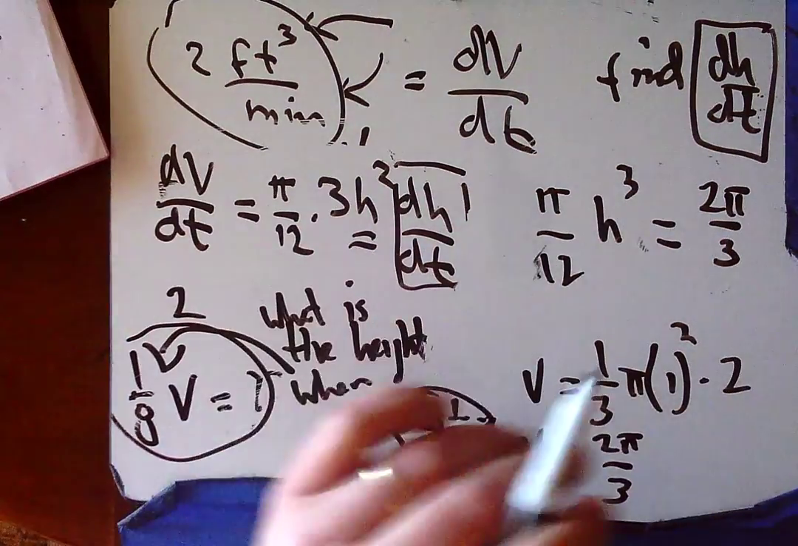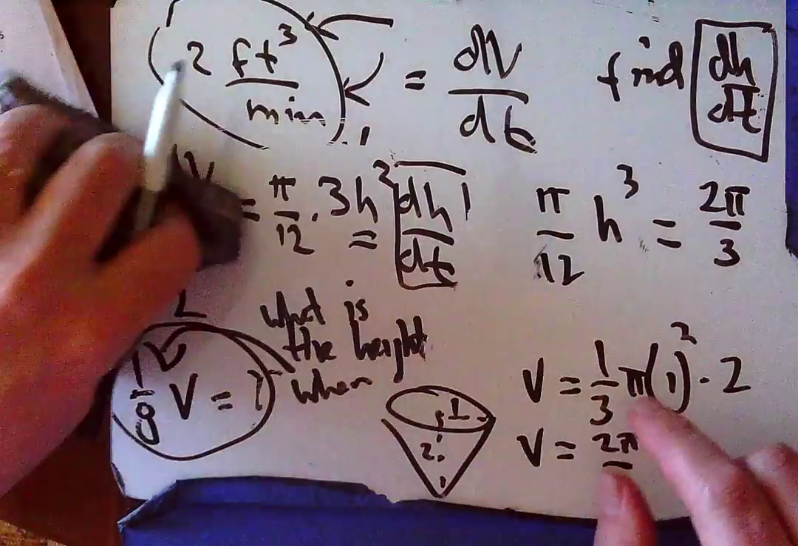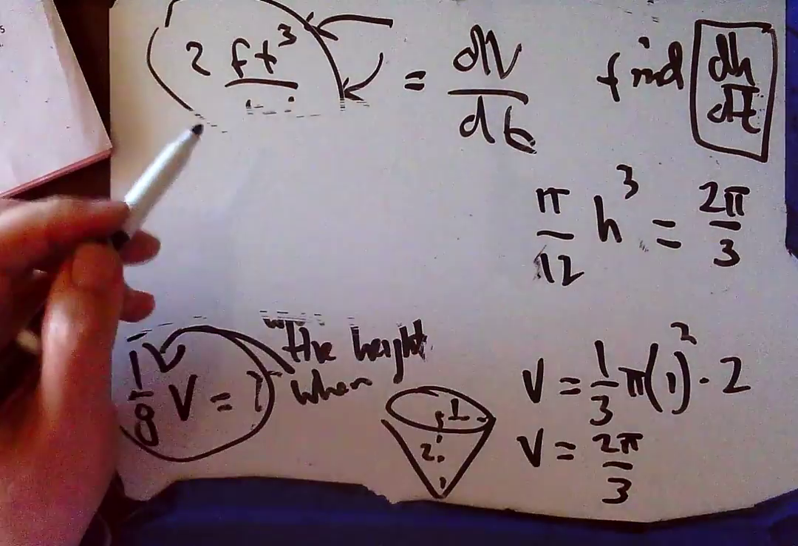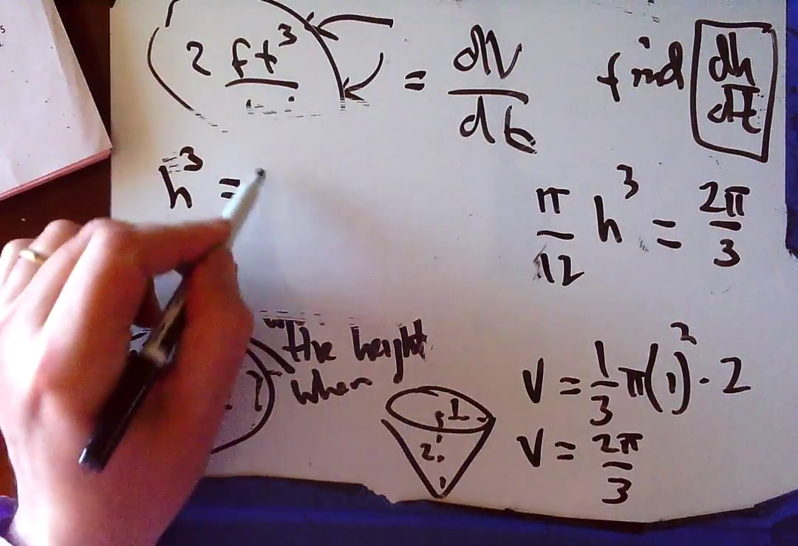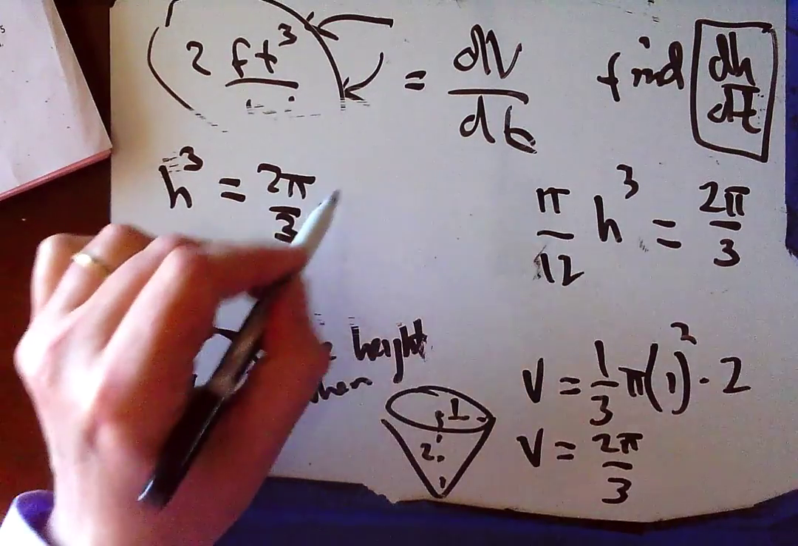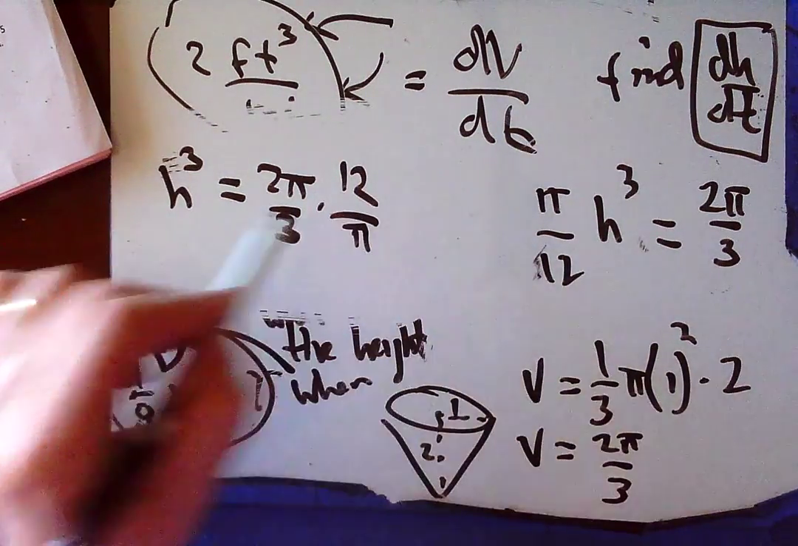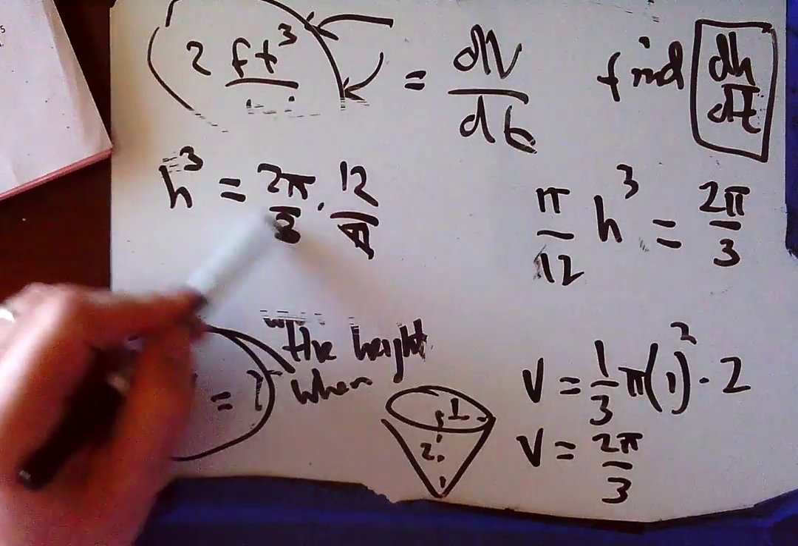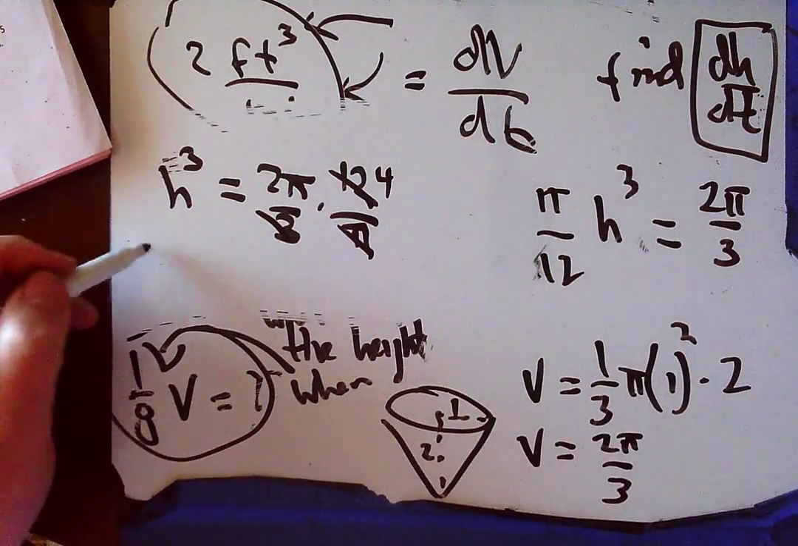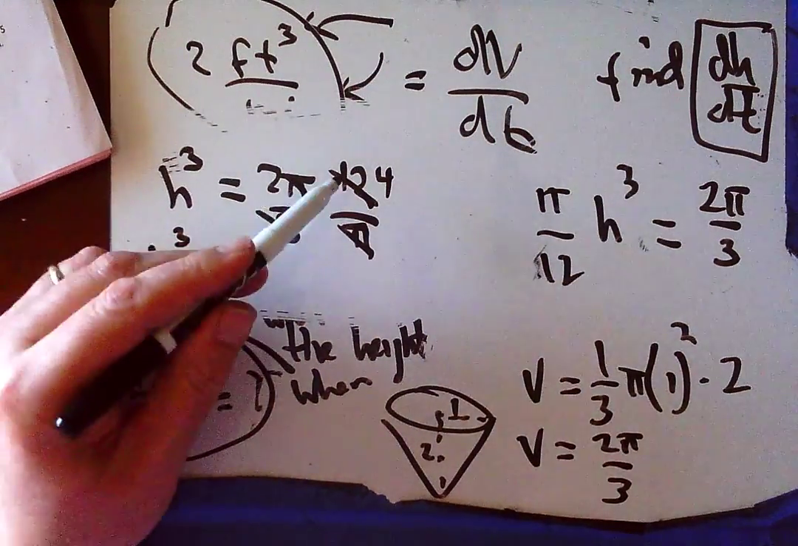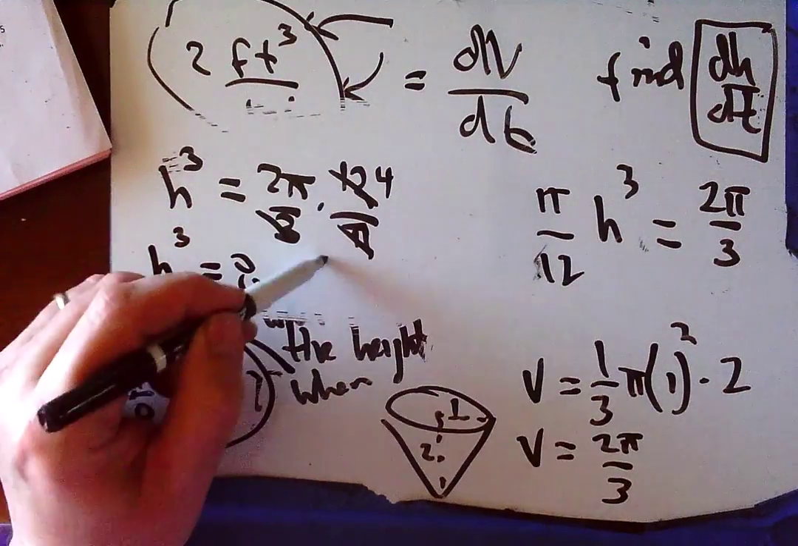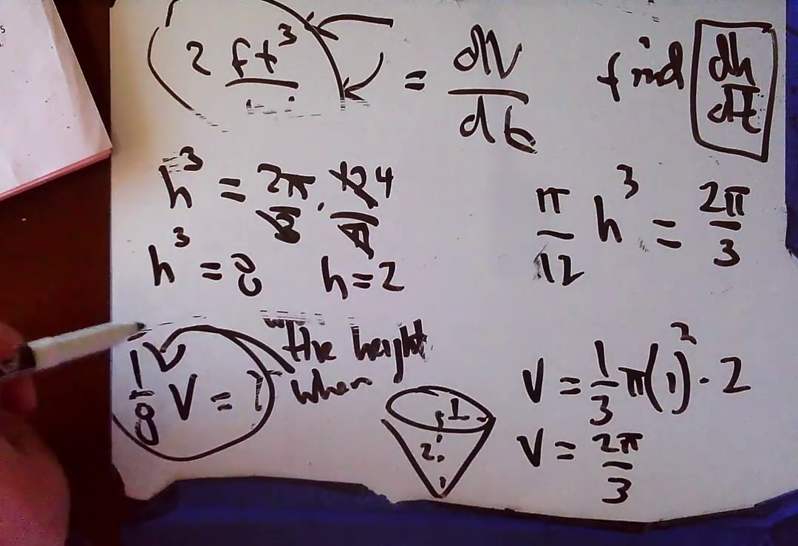And so if I multiply both sides by the reciprocal, by 12 over pi, I'm going to have h to the third equals 2 pi over 3 times 12 over pi. And I can do some canceling, and I end up with h to the third equals 8. And so I know that h equals 2.